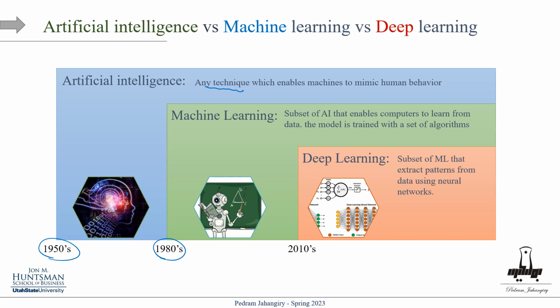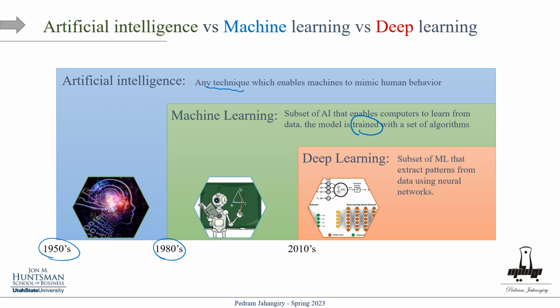So machine learning is a subset of AI that enables computers to learn from data, and the model is trained. The key term is this: train. I want you to pay attention to that. The model is trained with a set of algorithms. So we, the humans, are the ones who set the rules and say, hey, this is the algorithm, use that, apply it to the data, and then make some predictions.